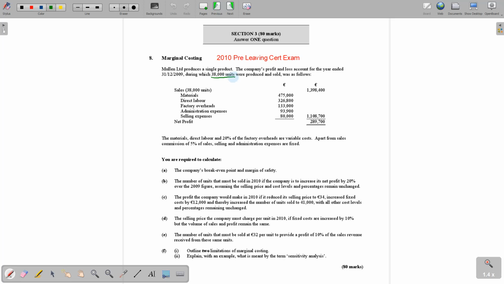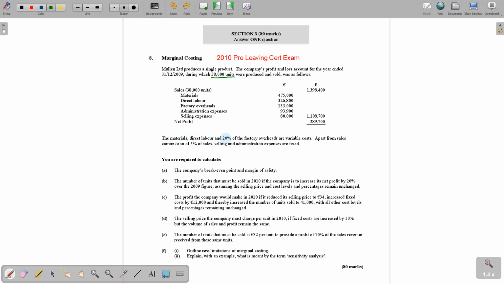We had 38,000 units produced and sold. And we have our sales, material, direct labor, factory overheads, admin expenses, selling expenses, and we're given the net profit. So when we're redoing this table to break it up into variable costs, fixed costs, and then per unit basis, we have to make sure that our net profit will lead to this. This is actually an anchor that we have to ensure we get that figure essentially.